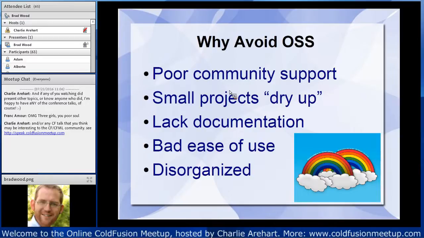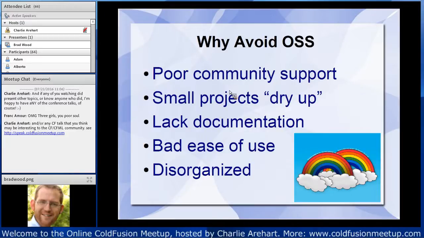When you look at a project, you look and see, are there recent commits on the project? Are there pull requests and issues stacking up in GitHub? If so, that might be a project that you're not going to get very good support. Small projects can dry up. We've seen that a lot in ColdFusion over the years. Frameworks and libraries that have use, and once the author moves on or stops using them, they kind of disappear.